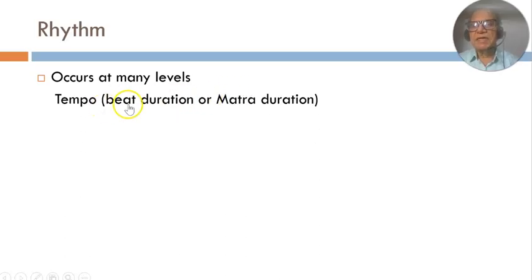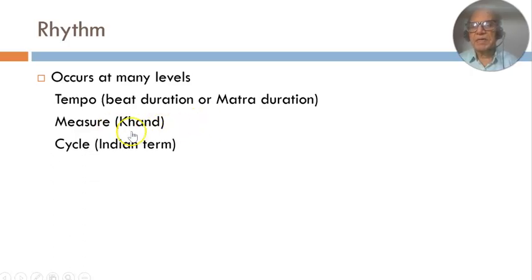One level is the beat level. So this depends on beat duration, also called matra duration in Indian notation. So that is our tempo. So at this level rhythm occurs. What are the other levels? It also occurs at a level called measure or khand. In a short while we will see what exactly is the definition of khand or measure, but it occurs at this level also.